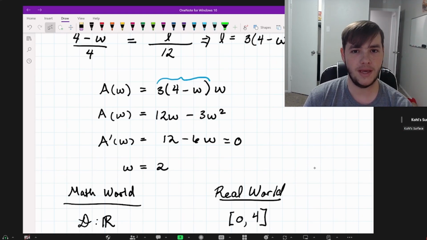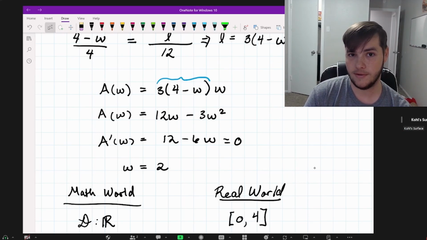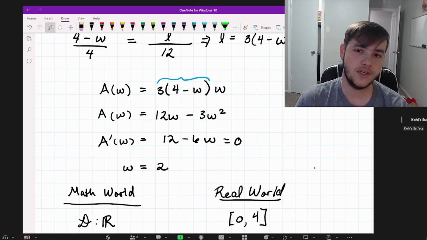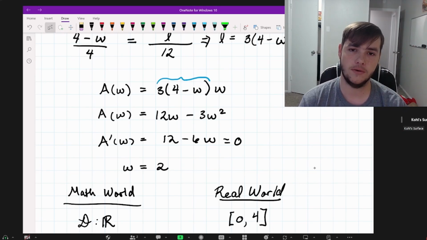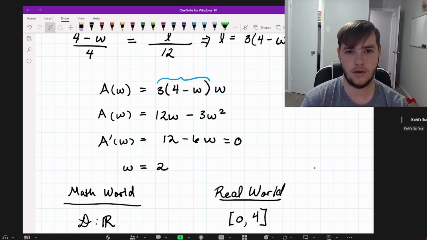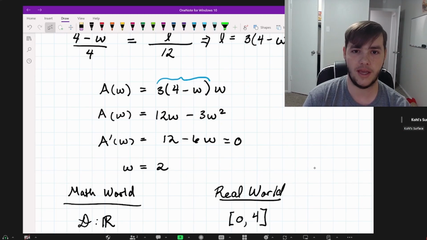That said, its domain in the math world is all real numbers. However, it wouldn't make sense for us to have a negative width, surely, and it also wouldn't make sense for our width to be more than 4, since we don't have that much available on our lot. So the real world domain for this problem is the closed bounded interval from 0 to 4.